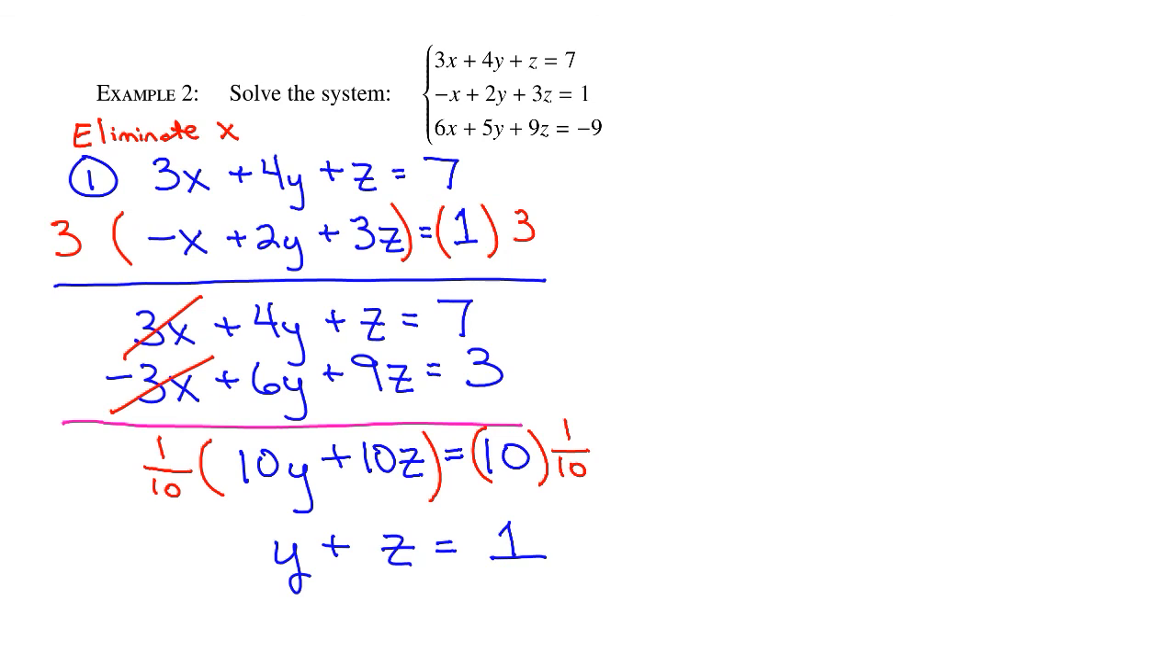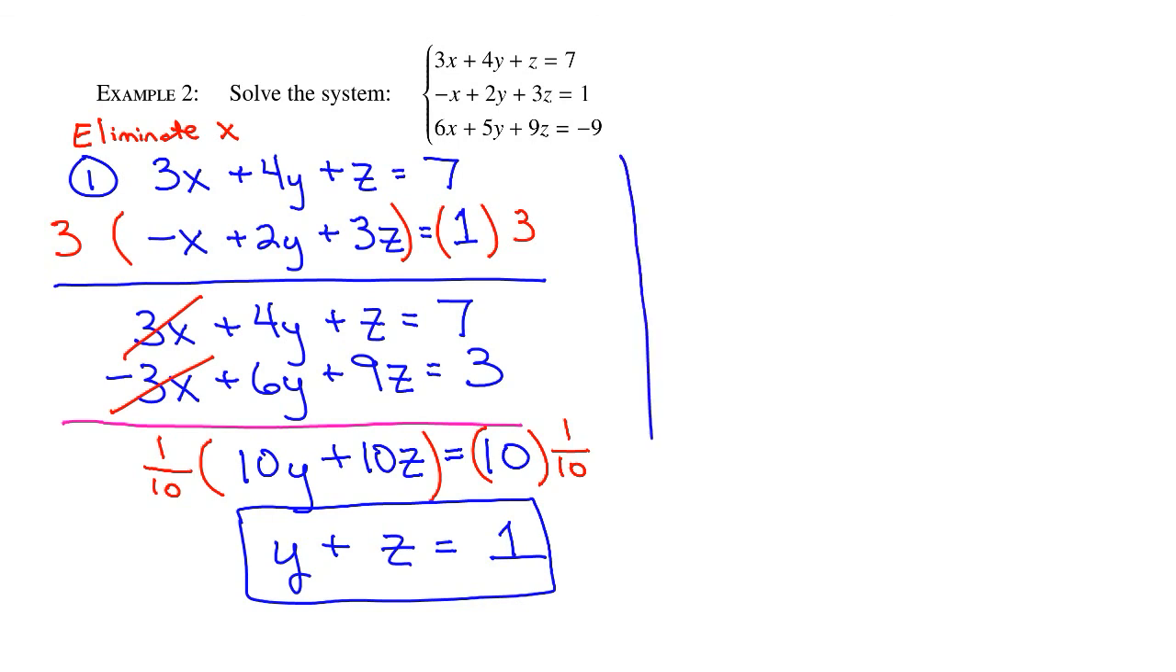Let's keep this equation in mind. I'm going to put a little box over it. It's not the solution, but I'm going to keep that in mind. And then we come over and we need to choose a different pair. I'm going to choose the second equation again.